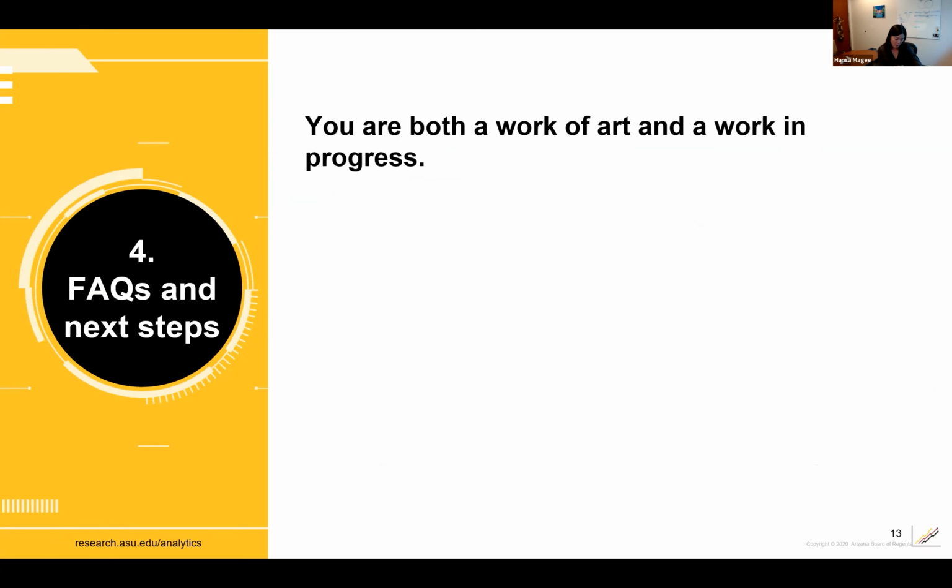Okay, all right, moving onward. I need to shut up so Maura can get to her demo. I do want to quickly say, this is one of my favorite quotes. You are both a work of art and a work in progress. And I want to throw that in there to make you feel warm and fuzzy this Tuesday morning, but also because we are definitely a work of art. We're awesome, but also we are a work in progress.